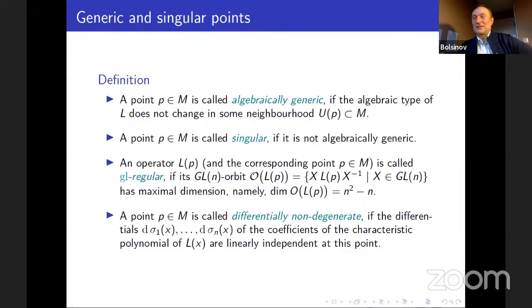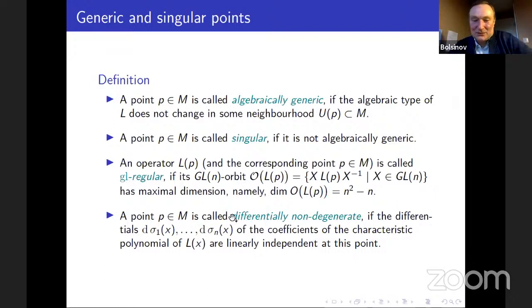Another equivalent algebraic description is as follows: eigenvalues may collide, but if they collide, then for a given eigenvalue, only one Jordan block appears. So this is the GL regularity condition. Sometimes such operators are called cyclic, but we call them GL regular to make some reference with representation theory, speaking of this space of operators as the Lie algebra of the general linear group. It makes sense.